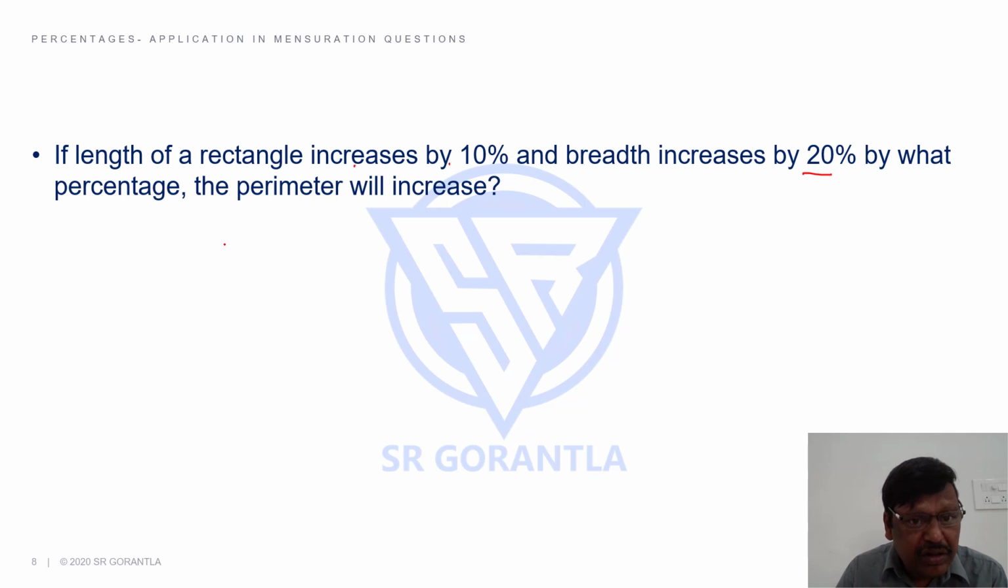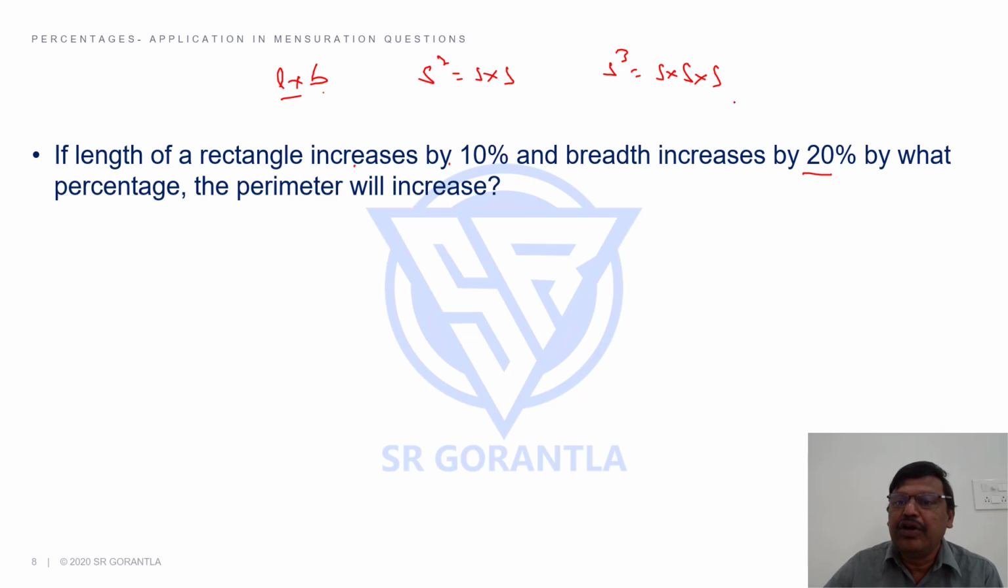Please remember, in all the earlier cases, we have the result as the product, length into breadth, side square, that is s into s, volume s cube, s into s into s, or the volume of a cylinder, pi r square h, r square into h. These are all products. But whereas here, perimeter is nothing but 2 into L plus B.